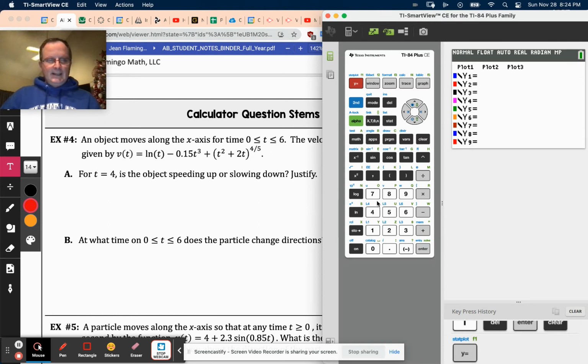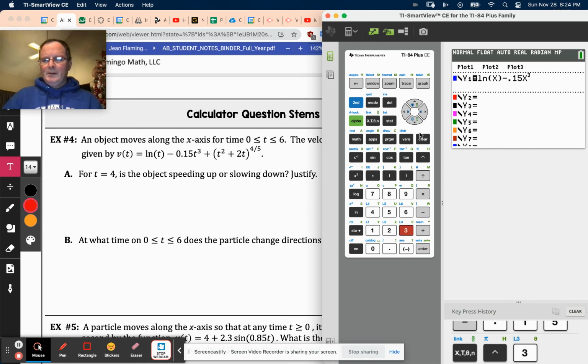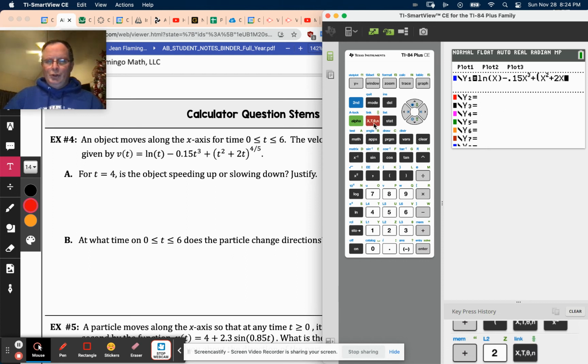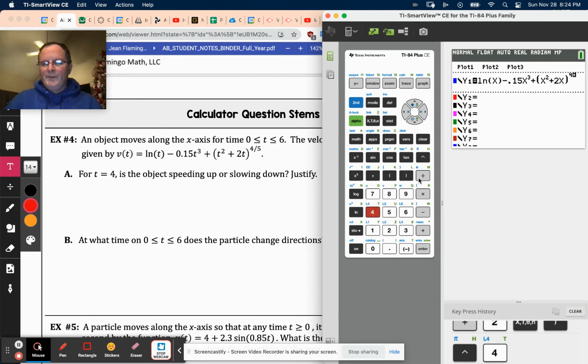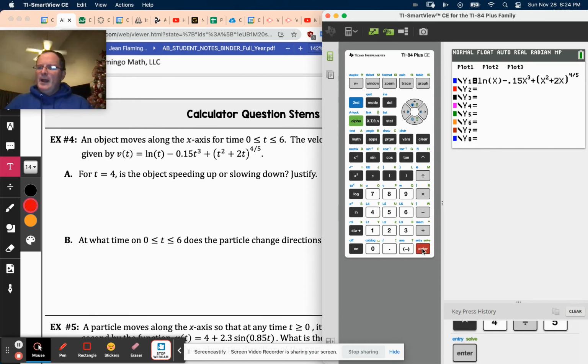So I've got natural log. I'm using x rather than t, minus 0.15 t to the third. And then plus parentheses with t squared plus 2t to the, and nice and pretty there, 4/5. Good job. All right, good. Now I've got that in there.